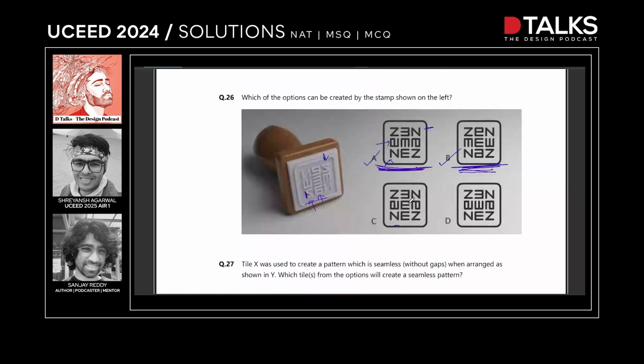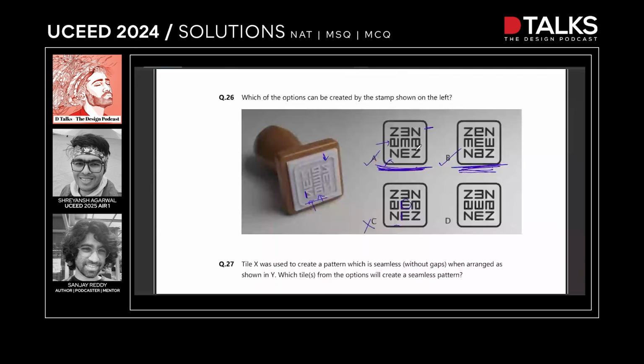Option C. Option C is wrong. See, these two E's are in the same direction and none of the E's are in the same direction in the stamp. And option C is also a slight change of option A, basically. Yes, you can compare with that too, right? So option C is also wrong.